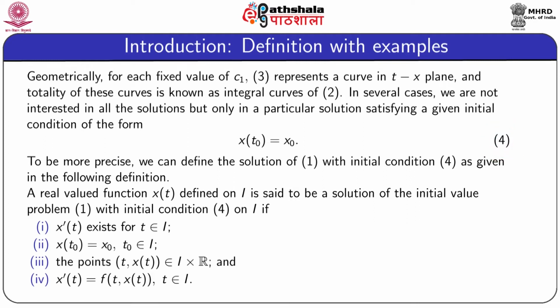To be more precise, we can define the solution of 1 with initial condition 4 as given in the following definition. A real valued function x(t) defined on I is said to be a solution of the initial value problem 1 with initial condition 4 on I if the following conditions hold. Number 1, x'(t) exists for all t belongs to I. Number 2, x(t0) equal to x0 where t0 belongs to the interval I. Number 3, the points (t, x(t)) belong to I cross R and x'(t) equal to f(t, x(t)) where t belongs to I.